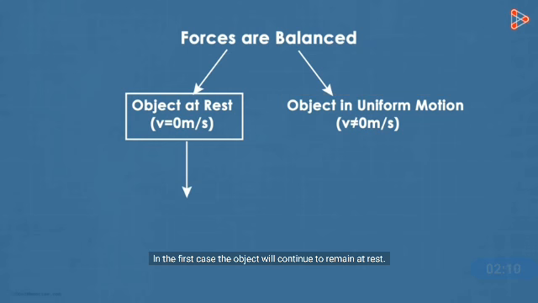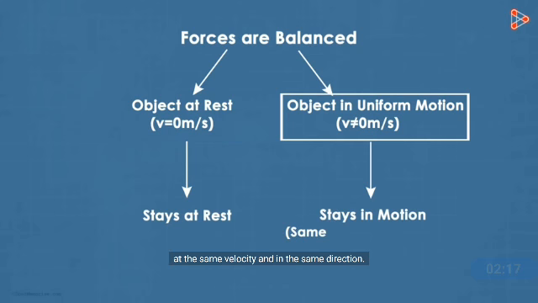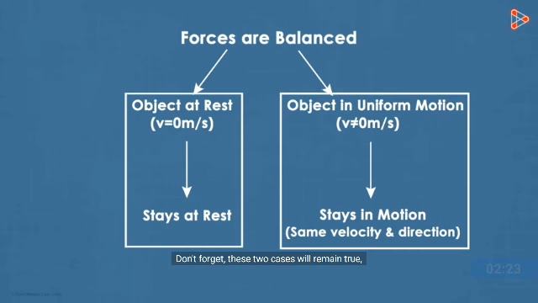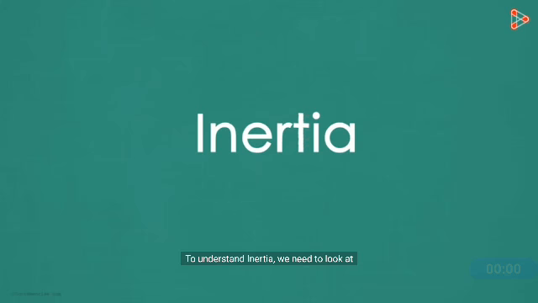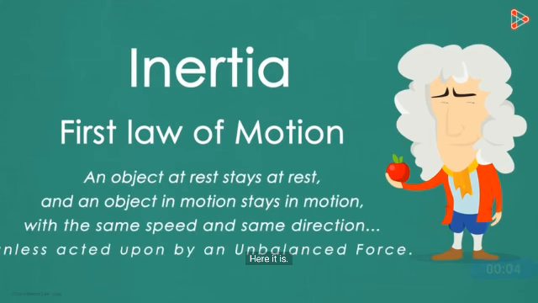In the first case, the object will continue to remain at rest, and in the second, the object will continue to stay in motion at the same velocity and in the same direction. Don't forget, these two cases will remain true only if the forces are balanced. Now, we need to look at Newton's first law of motion again. Here it is.